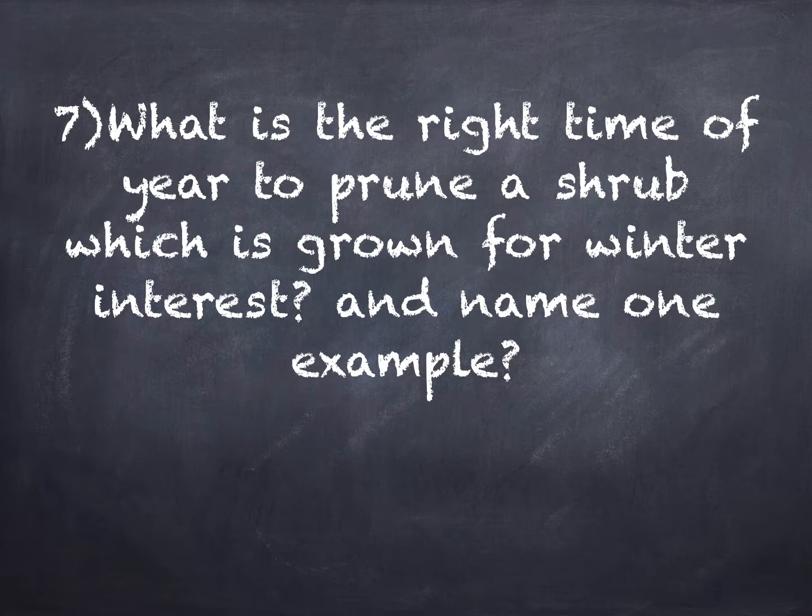So you're pruning in the spring for the winter interest of the attractive stems. Any other time, if you were pruning in the winter, you'd be removing the attractive stems. So the right time of year to prune a shrub which is grown for winter interest is spring, and examples would be the ornamental bramble or the cornus.